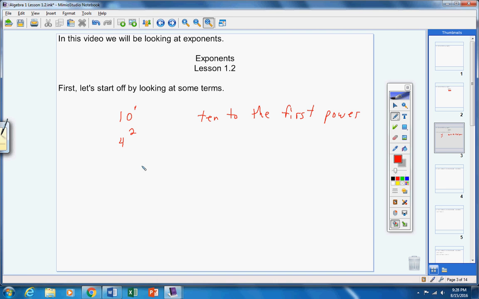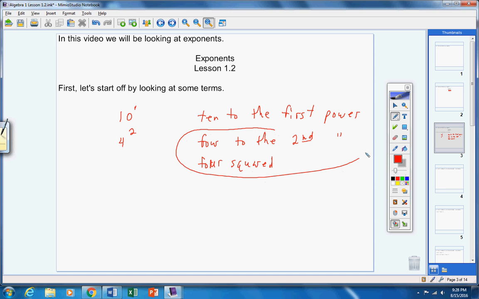Just pause the video, get caught up, and then restart it. You would pronounce this 4 to the second power. That's ditto marks right there. Or you could also say, if you wanted to, 4 squared. So either one of these two expressions is how you would say this over here.